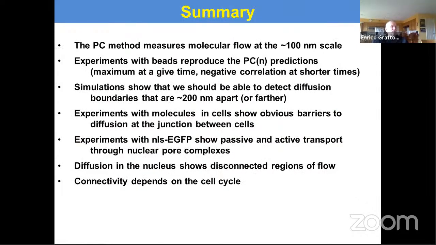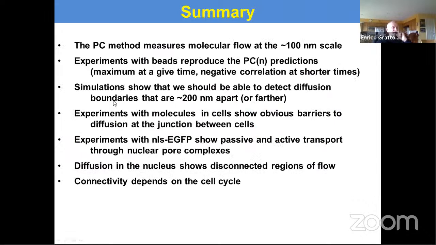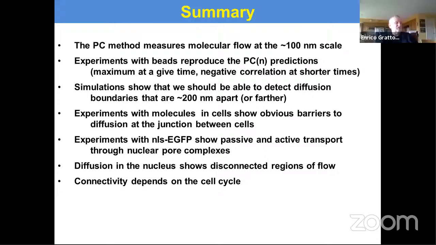And yes, there is some way to penetrate into the nucleus, but that happens very infrequently in comparison to the other thing. So in summary, the pair correlation method measures molecular flow at the 100 nanometer scale. So those simulations were done with regions 100 nanometers apart one from the other. Experiment with beads reproduced the prediction. So the maximum of the correlation function will occur after some time. I didn't explain very much how come I get negative correlation times. I will explain that if you have any question.